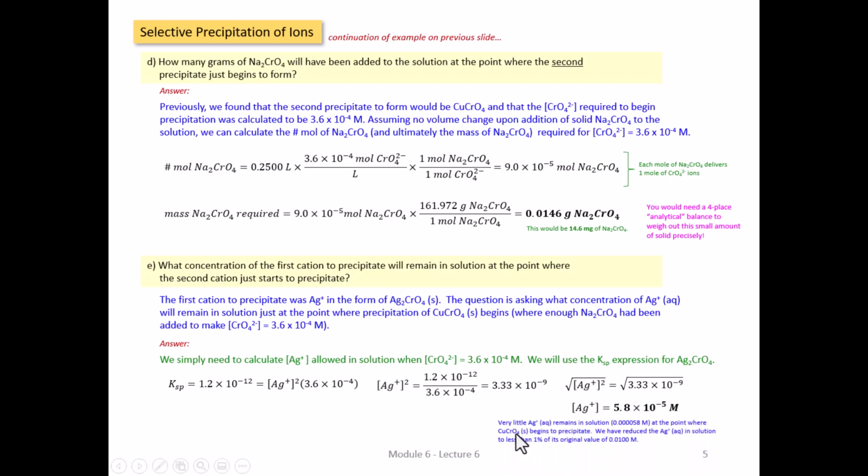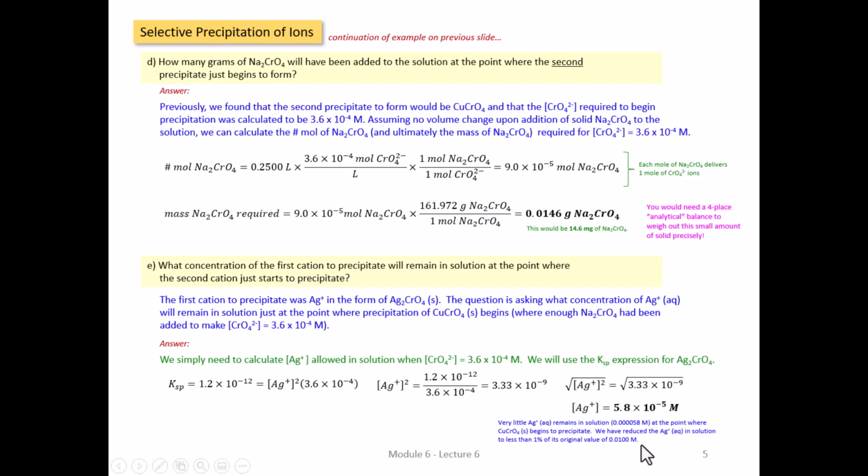Now, this is a really low concentration, so what we've learned is that very little silver ion remains in solution, 0.000058 molar, at the point where copper chromate begins to precipitate. We have reduced the silver ion concentration in solution to less than 1% of its original value of 0.0100 molar.